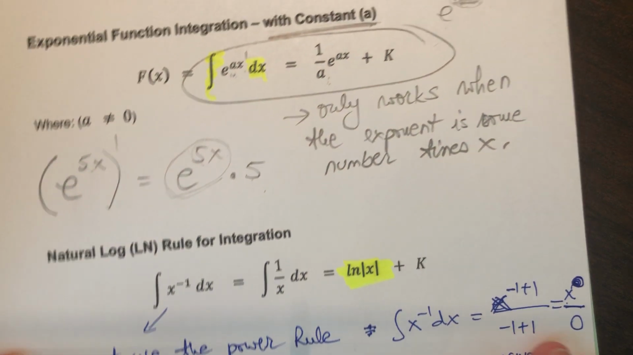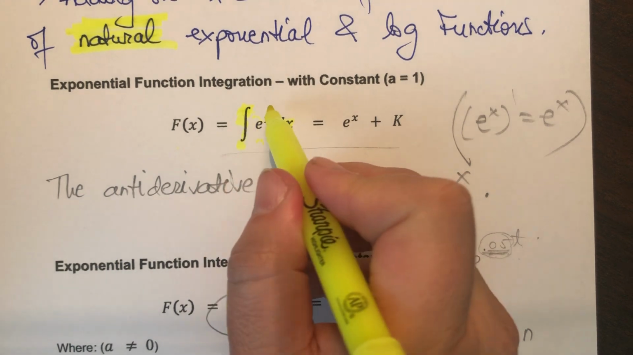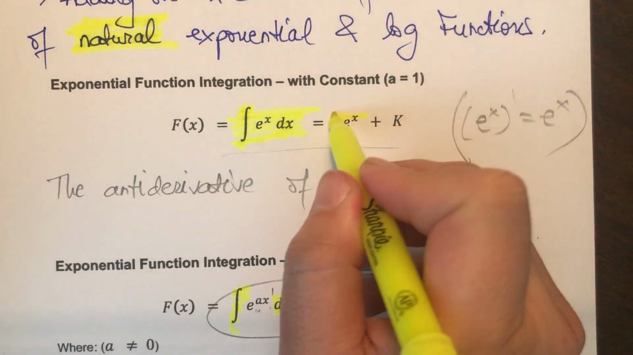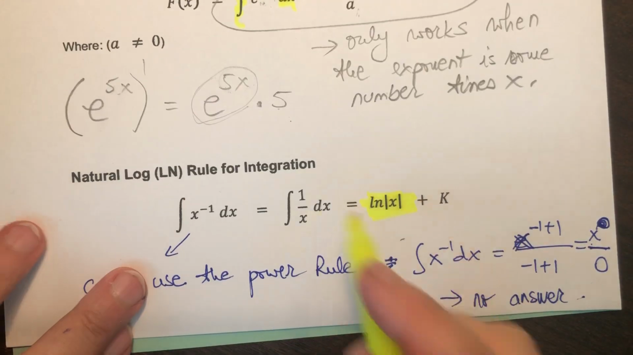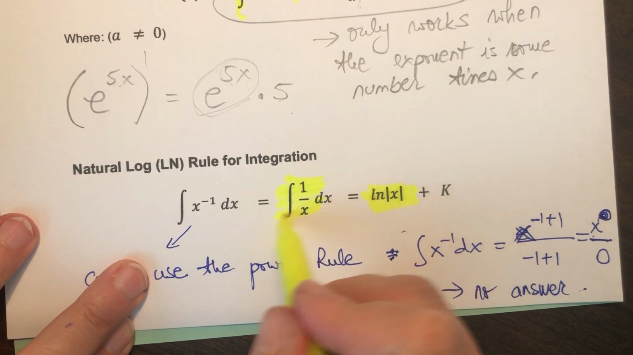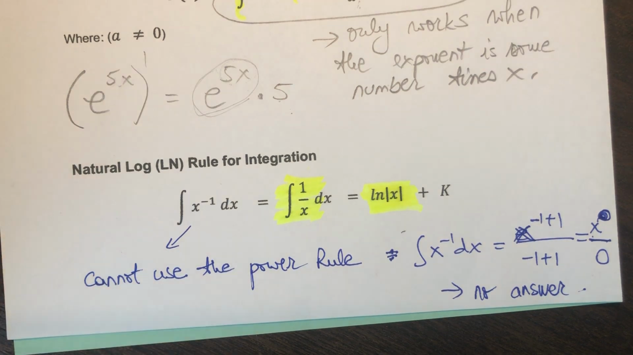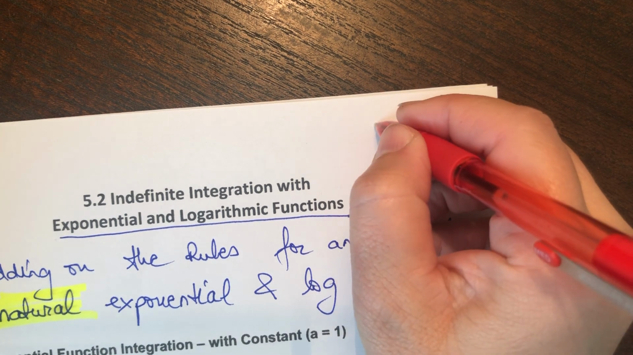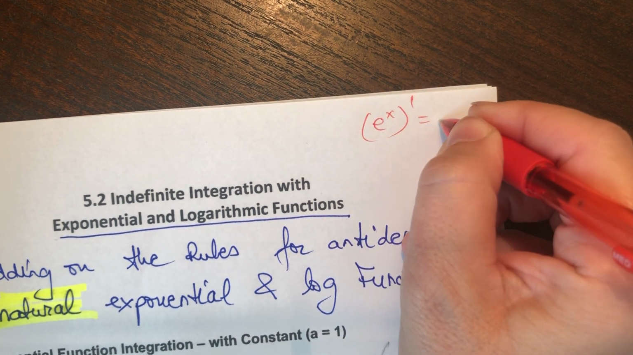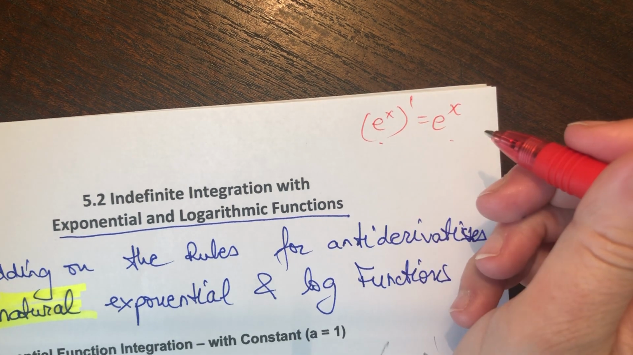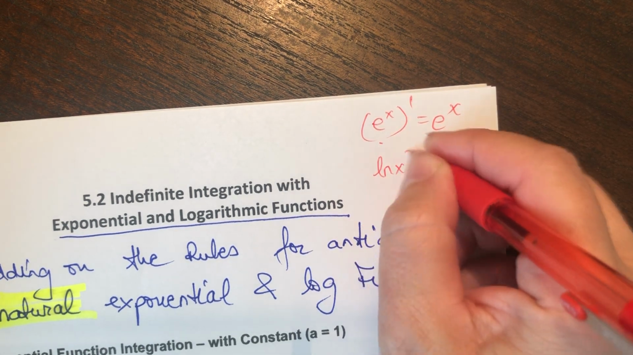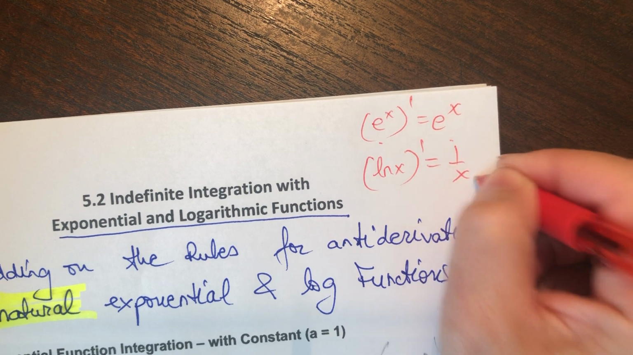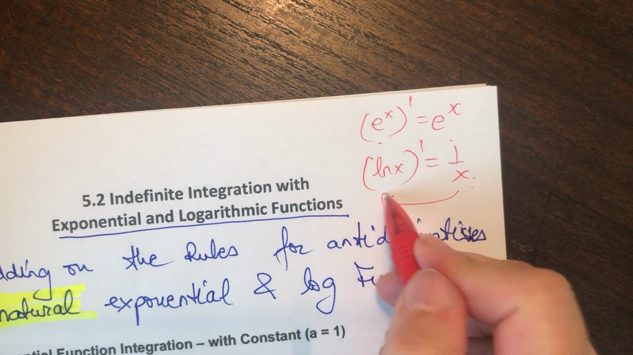So here are our two rules. The antiderivative of e to the x is itself, yes? The antiderivative of 1 over x is ln x, of course plus a k, right? Those were the two rules that we learned in chapter 3, and let me write them out one more time for you. What did we learn? That the derivative of e to the x was e to the x, so going backwards is the same. And the derivative of ln x is 1 over x. So now we're just looking at the rule backwards.